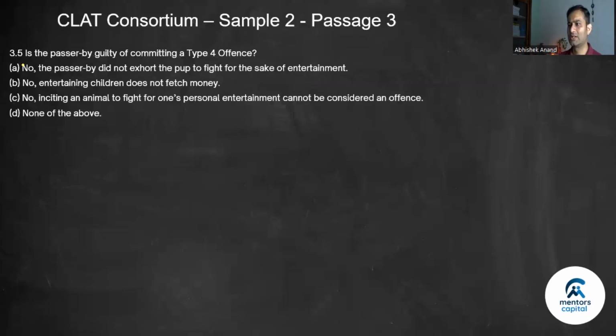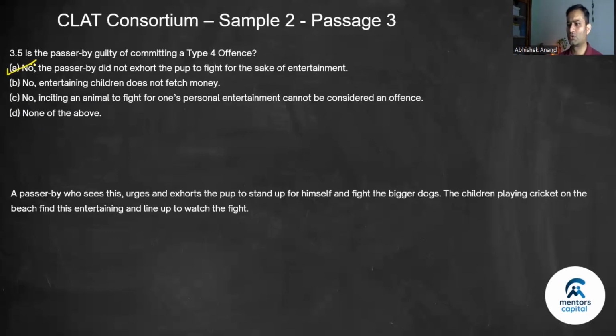Last question. Is the passerby guilty of committing a type 4 offense? Type 4 offense was for entertainment. We've already established that was not his objective. Kids got entertained, but that was not his objective. So the answer is A. So yeah, look at this. This was his objective. Up to here is his objective, right?